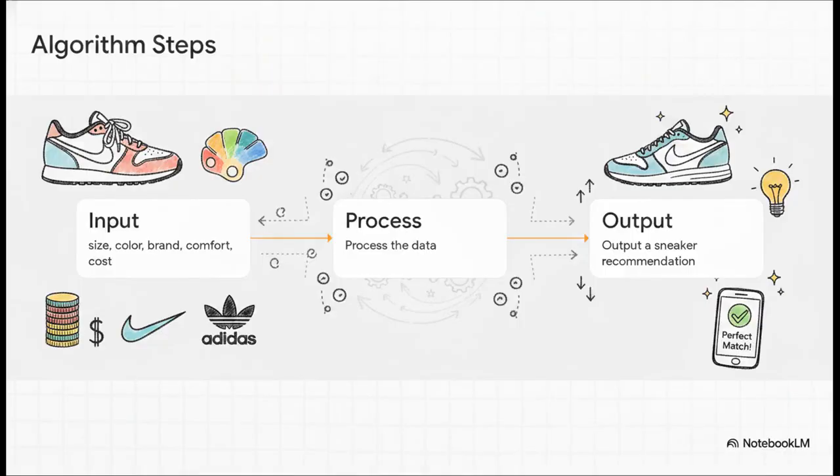Take this mini narrative of a sneaker buyer, for example. If you want to build an app that recommends the absolute perfect pair of shoes, your algorithm needs a really clear flow. Step 1. You take in a wide range of user inputs, right? Their shoe size, favorite color, brand preference, comfort needs, and of course their budget. Step 2. Your algorithm processes all that data, maybe using those conditional statements and patterns we just talked about. And step 3, it spits out a perfect automated sneaker recommendation. Testing this entire algorithm on paper with flowcharts first ensures you haven't forgotten any crucial steps before you go through the hassle of building the real app.